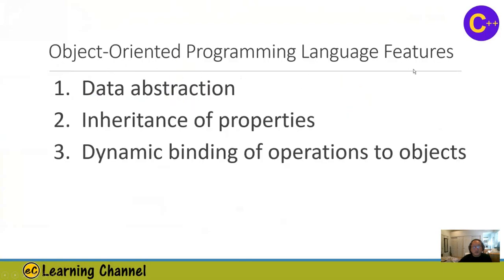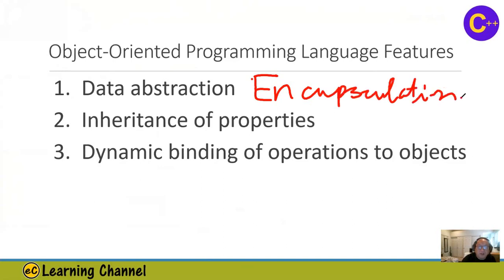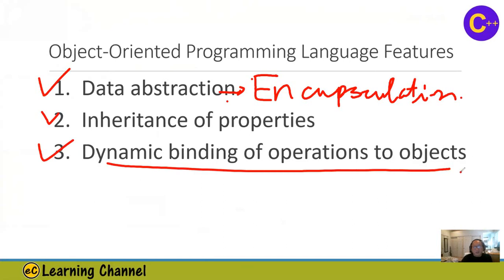Okay, so there are 3 important features for object-oriented programming. Number 1 is data encapsulation. So that's private data, public methods, and this can also be called data abstraction. Second is inheritance. It's sometimes called extension. Number 3 is the dynamic binding of the operation to the object. Okay, these are the 3 main principles of object-oriented programming.